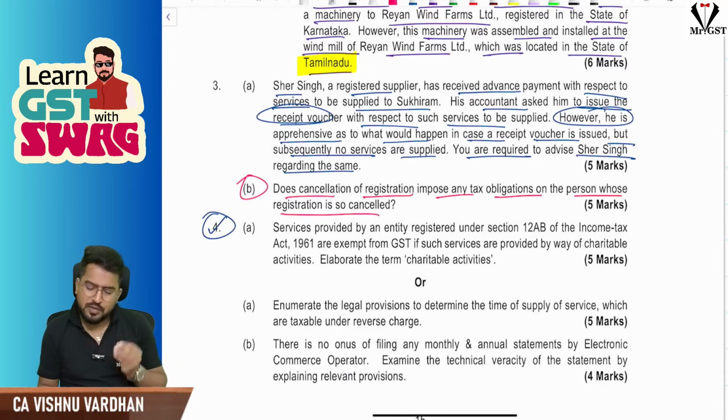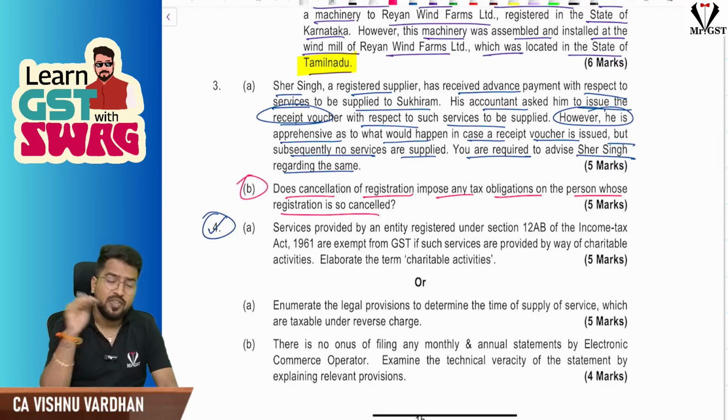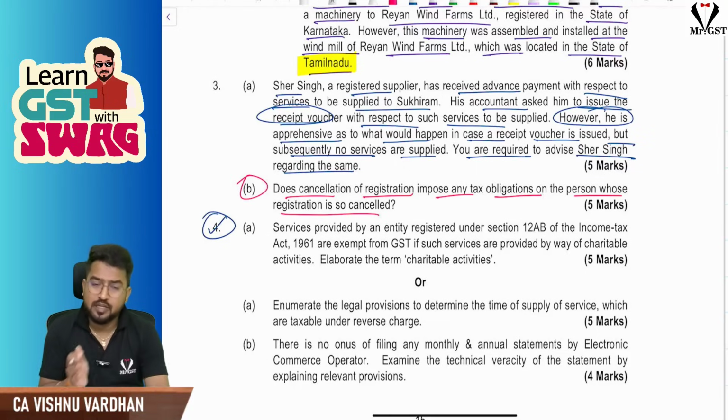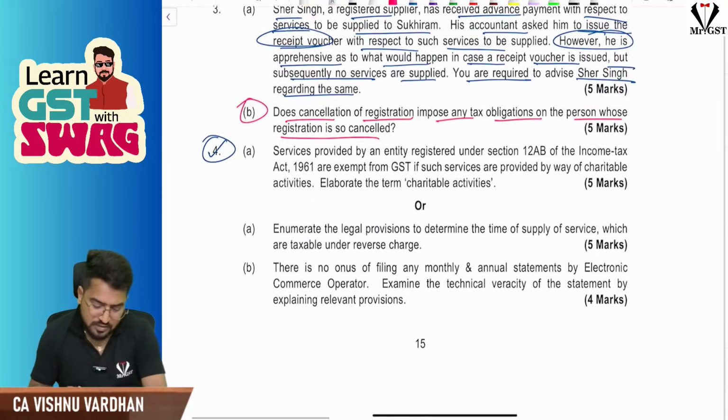So that theory part, just go through the answer given in the suggested answer, more than sufficient. Okay, so your tax liabilities will not get affected, it will be the same. And of course, whatever goods are lying in stock, you have to pay GST on that, either by using the ITC balance or the cash balance.